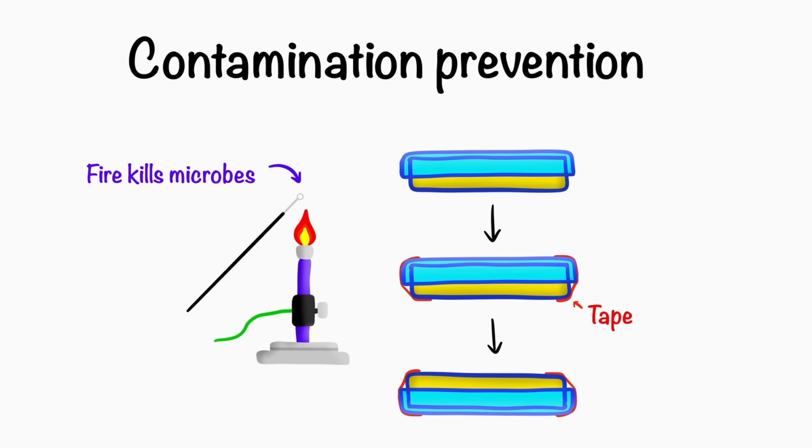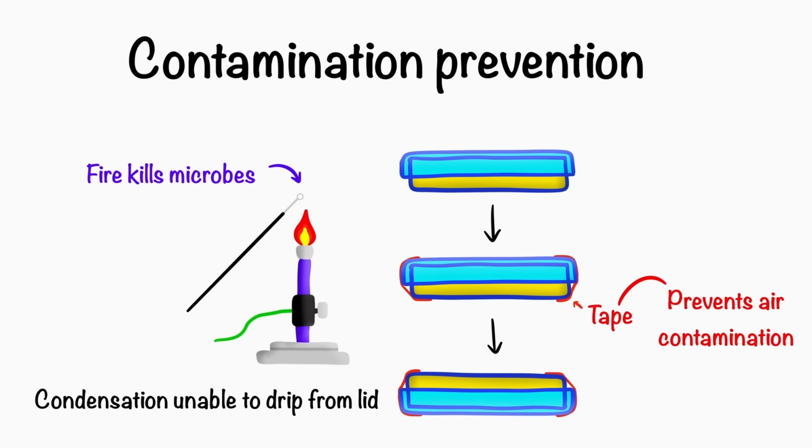First, they sterilize inoculating loops by passing them through a flame before transferring bacteria. Additionally, they will seal petri dishes with tape to prevent airborne microorganisms from entering. And finally, they will store these petri dishes upside down to prevent potentially contaminated condensation from dripping onto the bacteria. These precautions ensure that the only microorganisms growing in the culture are the ones being studied.